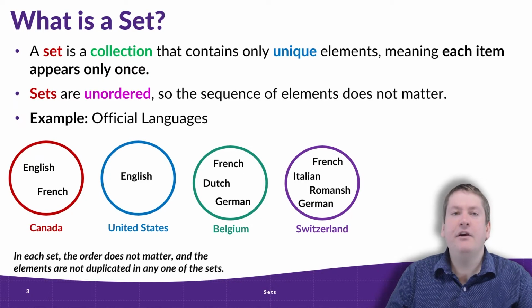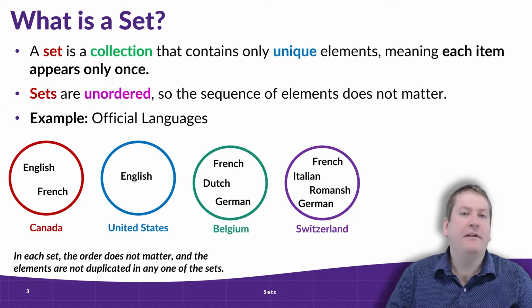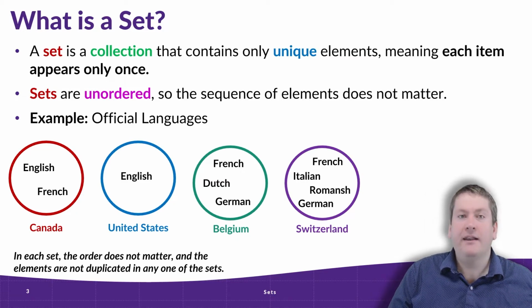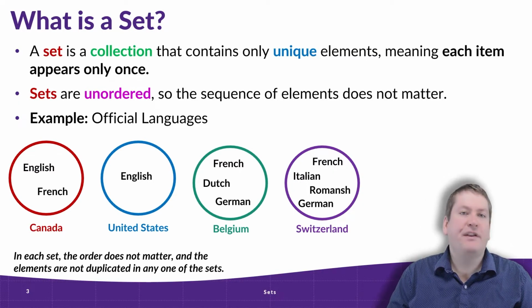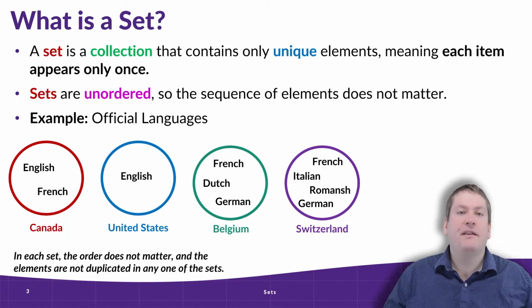The key thing here is that any of these sets can have any number of elements, 0 or more, but they can't have any duplicate items. So that means Canada couldn't have English listed twice, and Belgium couldn't have Dutch listed twice, 3 times, and so on. They can have at most 1 instance of each unique value. The other important fact is that these are unordered. You can see that they're represented by these items floating around in a circle. That's because there's no ordering to them. We can't say get the element at index 0 or 1 because there is no specified order.